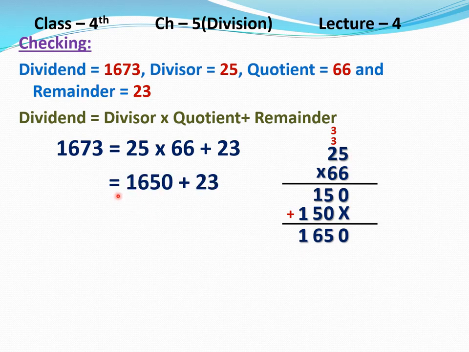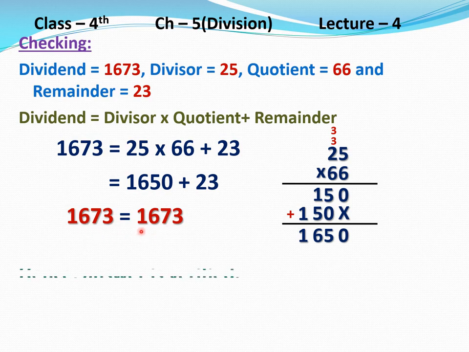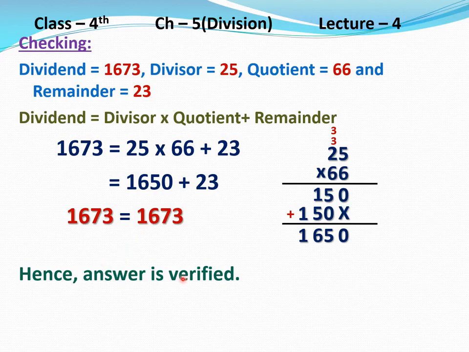Clear? Write down equal to 1650 plus 23. Now we will do addition. Clear? 1650 plus 23, and that is equal to 1673. Left hand side and right hand side both are equal. Hence the answer is verified. Clear?